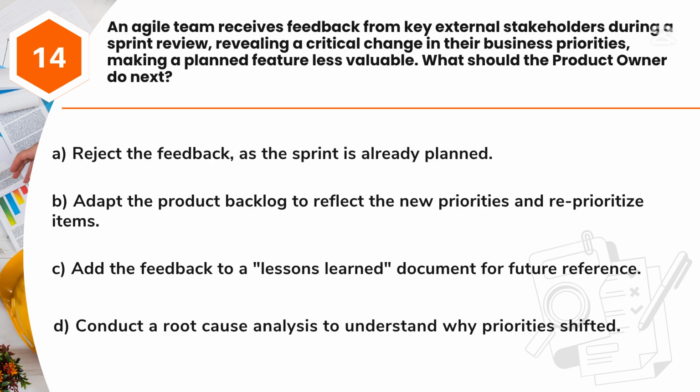Question 14. An Agile team is working on a product release. During a sprint review, feedback from key external stakeholders reveals a critical change in their business priorities, making a planned feature less valuable. What should the product owner do next? A. Reject the feedback, as the sprint is already planned. B. Adapt the product backlog to reflect the new priorities and reprioritize items. C. Add the feedback to a lessons learned document for future reference. D. Conduct a root cause analysis to understand why priorities shifted.